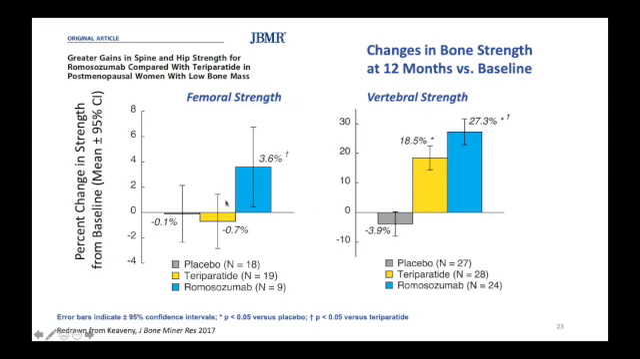And at the hip, there was a significant change for the romosozumab and no significant change for the other groups. It's interesting, on the spine, you can see the strength change is on the order of 20 to 30% with the Roma drug, and about 20% for teriparatide. But at the hip, the changes are much smaller, so on the order of 3 or 4%.